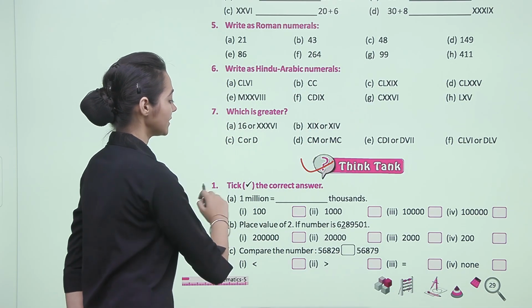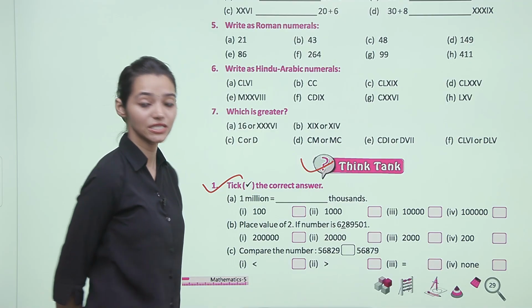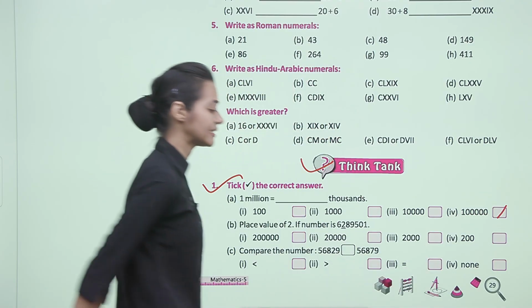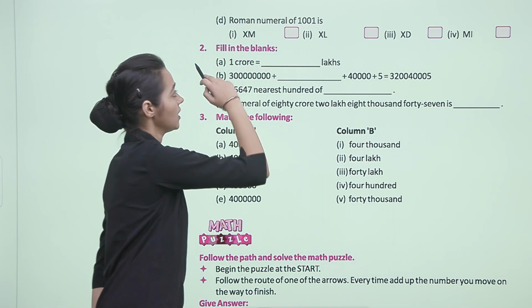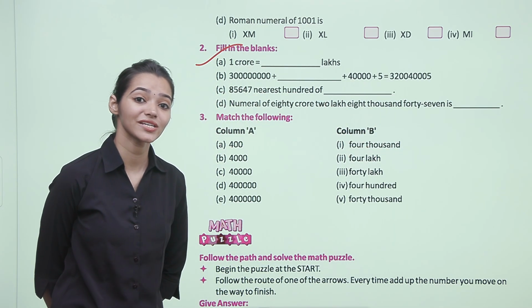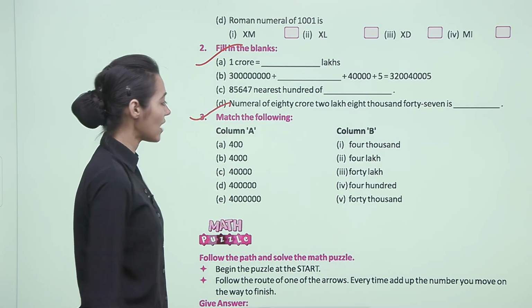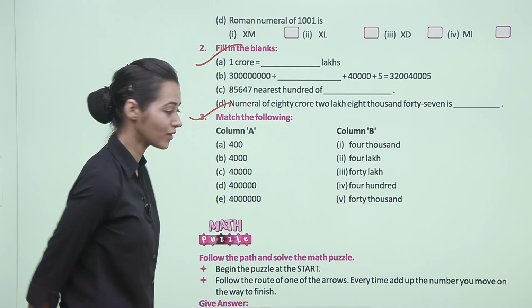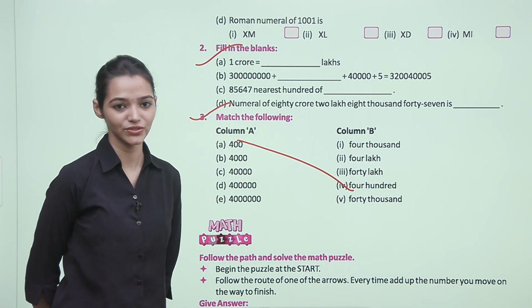Now let's look at the think tank. In the first one, 1 million is equal to 100,000. D option is the correct answer. In the next one we have to fill in the blanks, 1 crore is equal to 100 lakh. In the next one we have to match column A with column B, so the first one is 400. That's how we can complete the remaining part.